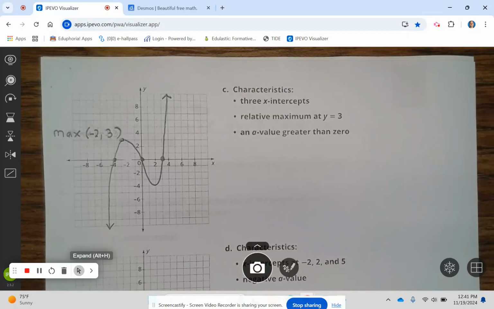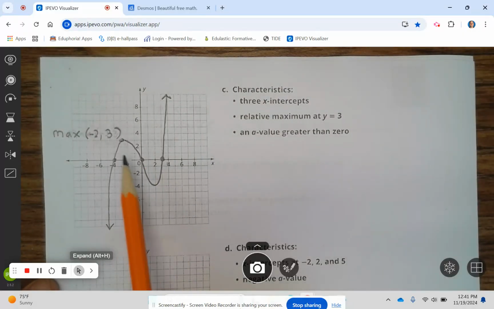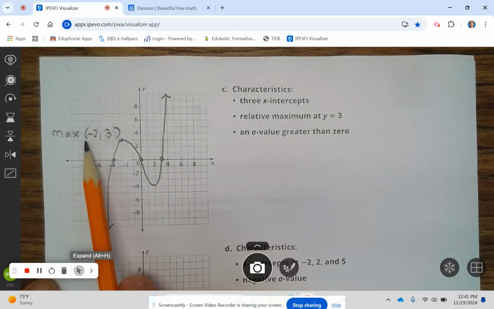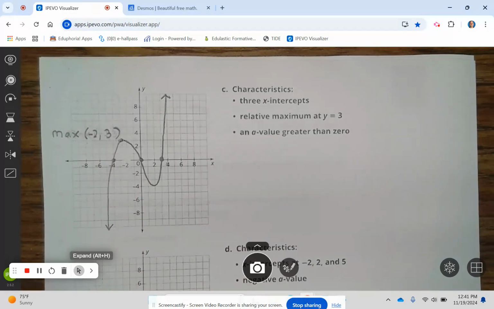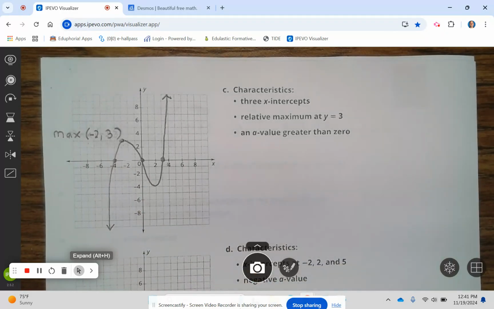C, characteristics, 3 x-intercepts, 1, 2, 3, and a relative max at y equals 3, so the max at negative 2, 3 satisfies that. And an A value greater than 0, which verified that graph.